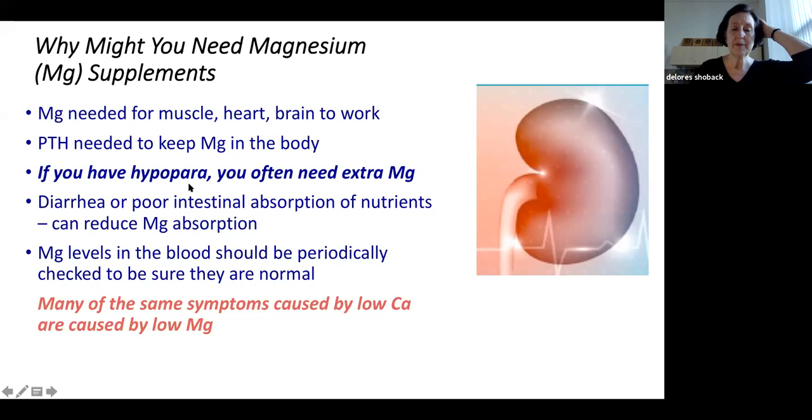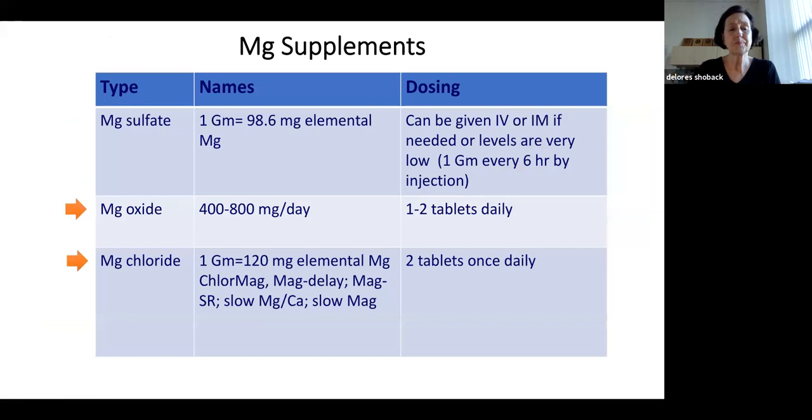And then sometimes if your intestine isn't working right, or you're having diarrhea or something like that, magnesium may be lost in that way. So periodically we recommend that you get blood tests for magnesium to just make sure it stays normal. And then the funny thing here is that some of the same symptoms of a low calcium, the tetany, the muscle cramps, the funny sensations, numbness, tingling, some of those same symptoms can be caused by low magnesium. It's the cousin of calcium.